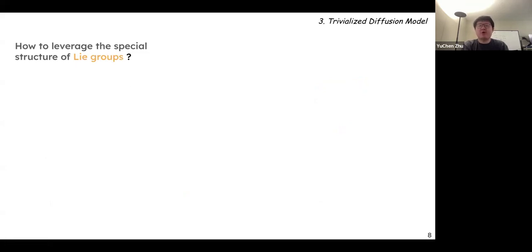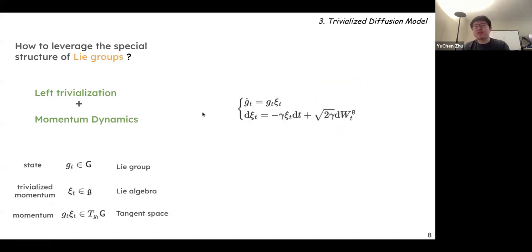How do we leverage this to actually build better diffusion models tailored to this manifold and its distribution on it? The idea will be to leverage this idea called left trivialization, plus we want to use momentum dynamics. So what we mean by this is to consider this type of dynamics as our forward dynamics. Here, G_t is essentially our state variable that belongs to the general Lie group G. The ξ_t is what we call the trivialized momentum that stays in the Lie algebra, small g.